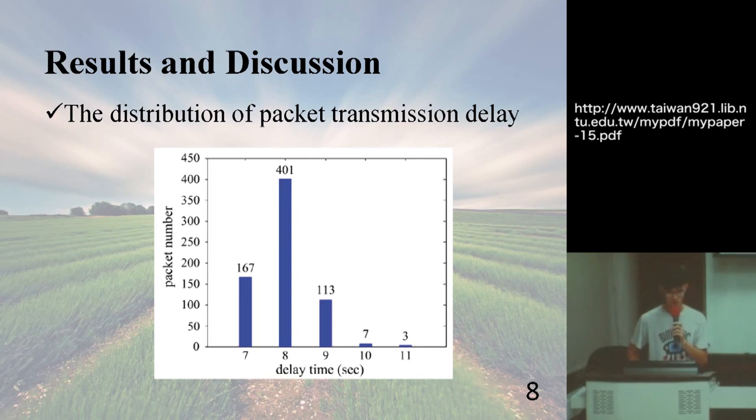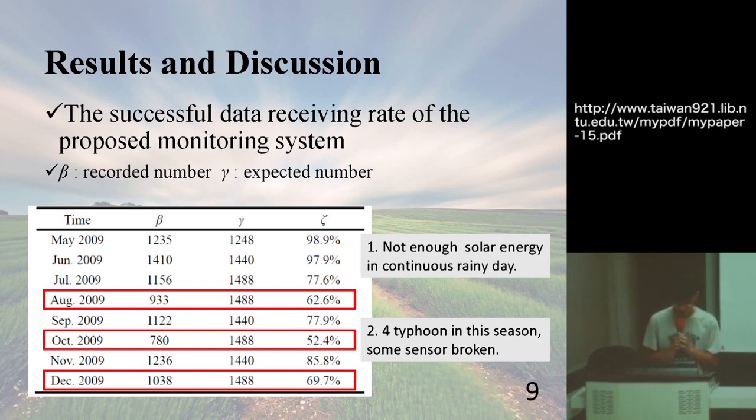Okay, and this is the result. After the sensor senses the information, the system might have an 8-second delay before the center can get the message. So this is very quick. And this is the successful data receiving rate of the proposed monitoring system.